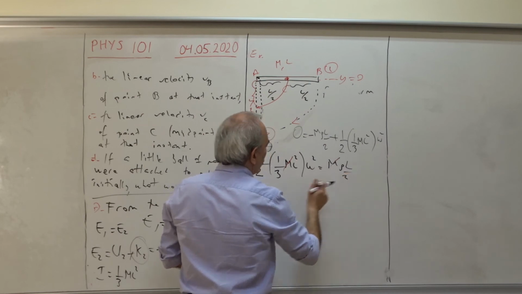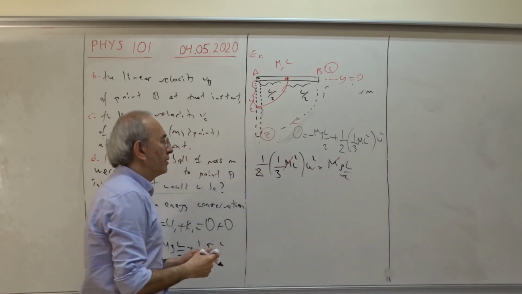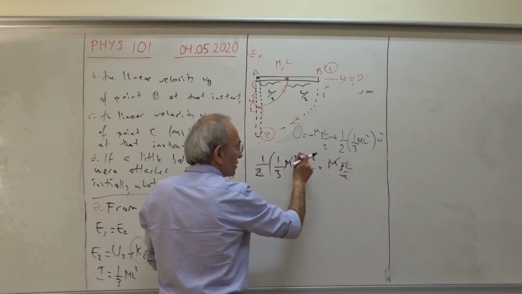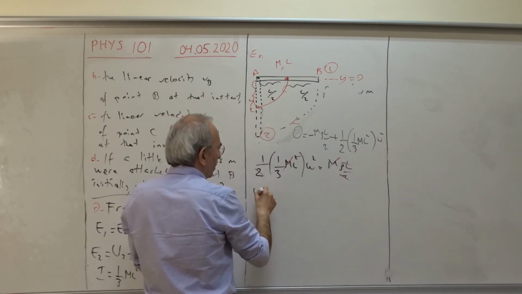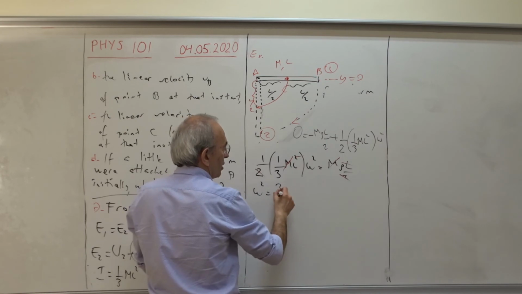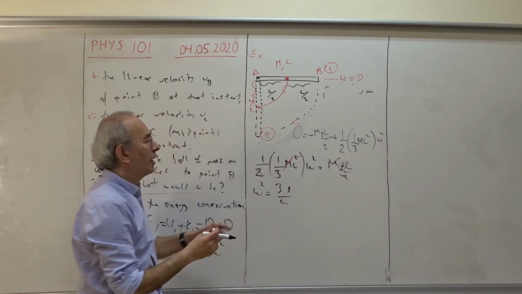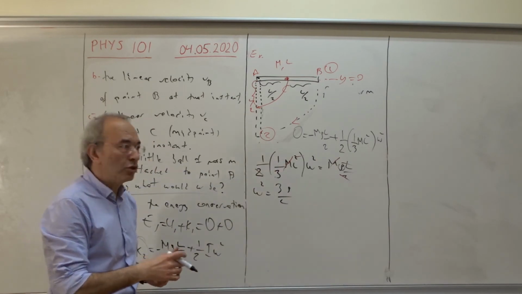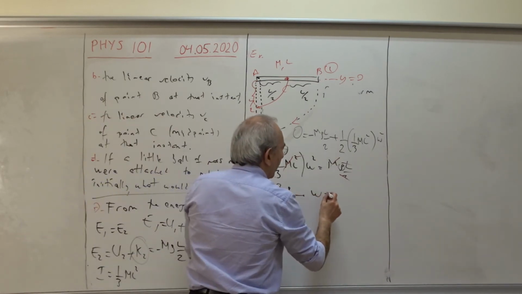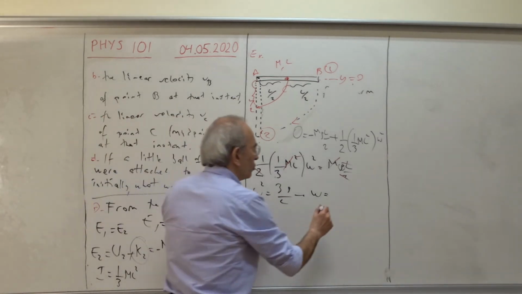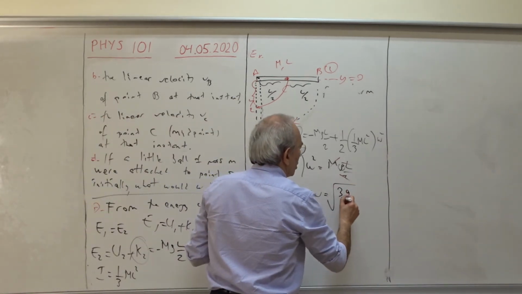Sorry, there's also a 2, and these 2's will cancel, so that one of the l's also will cancel. This l cancels one of them. So omega squared is just 3g over l. There's g remaining, 3 remaining, and 1l, so that it is 3g over l. Therefore, omega, which is valid for all the points of the rod, is root 3g over l.